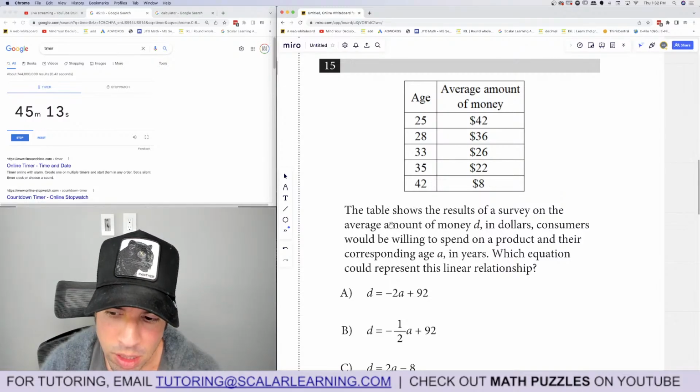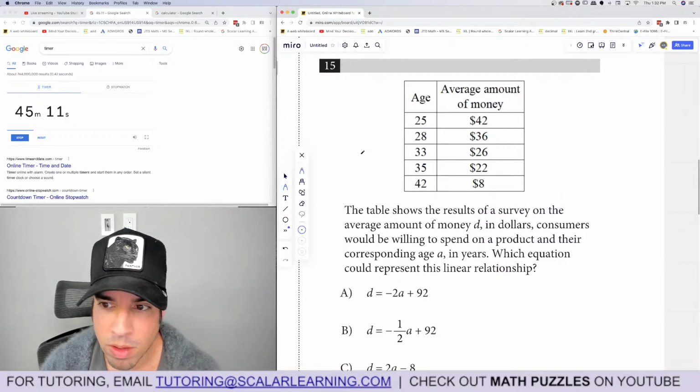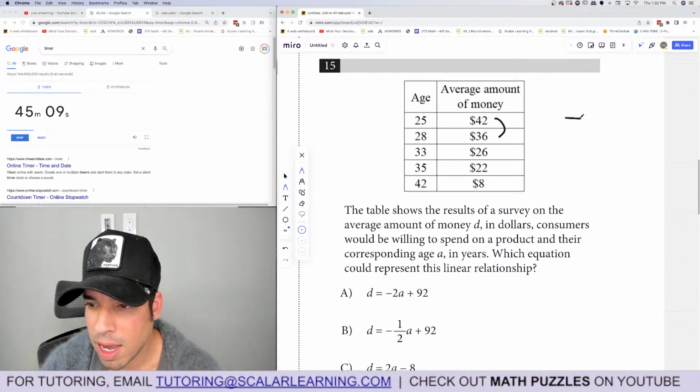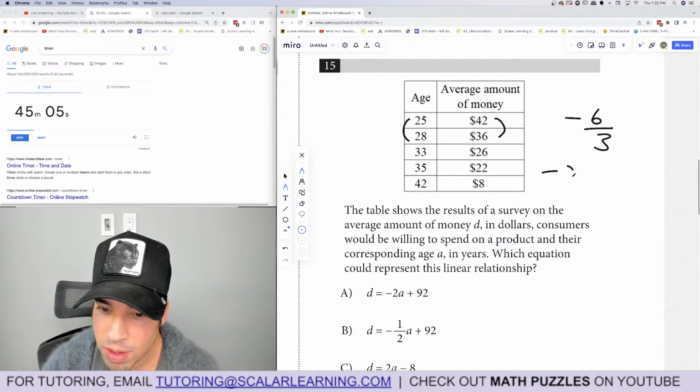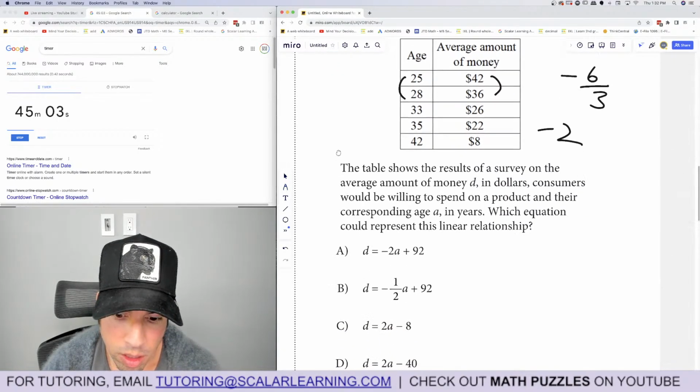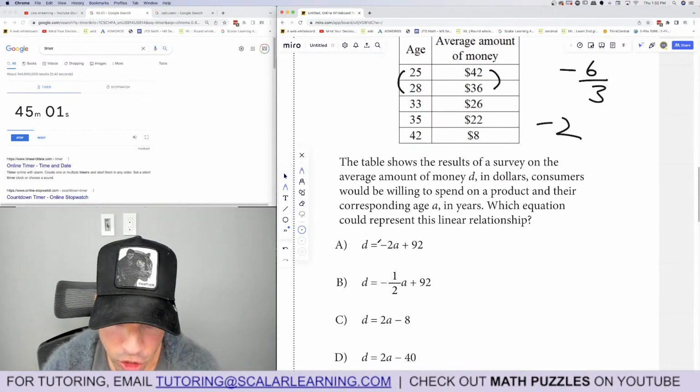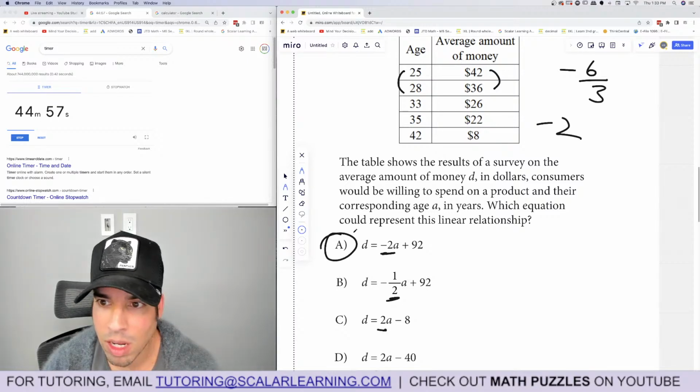Which equation could represent this linear relationship? All right. So it's going down by 6 while it's going up by 3. So it's a slope of negative 2. And these are all equations where this value would be the slope. And I only see one with negative 2. So it's got to be this.